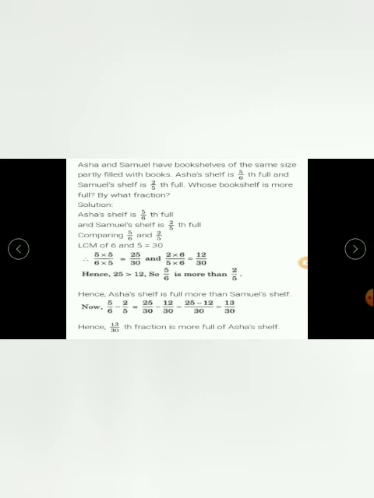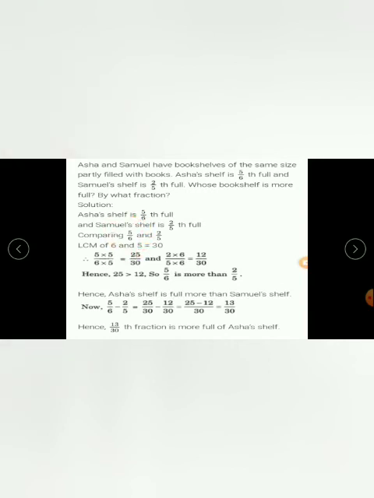We want to compare who has more portion of books. For that we have to compare these two fractions. So Asha's shelf is 5 by 6 and Samuel's shelf is 2 by 5, isn't it? Now for comparing, these fractions are unlike. And what do we have to do? We have to convert them into like fractions. For that we are finding the LCM of 6 and 5. What is the LCM of 6 and 5? 30 is the LCM.